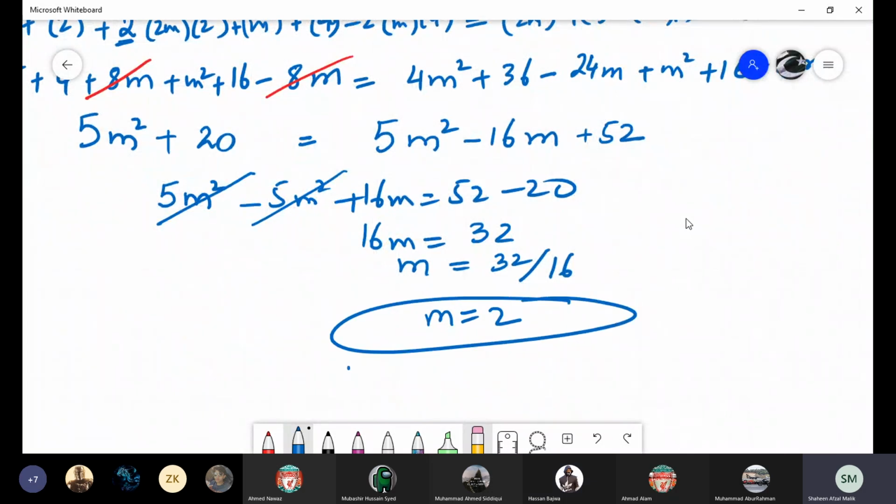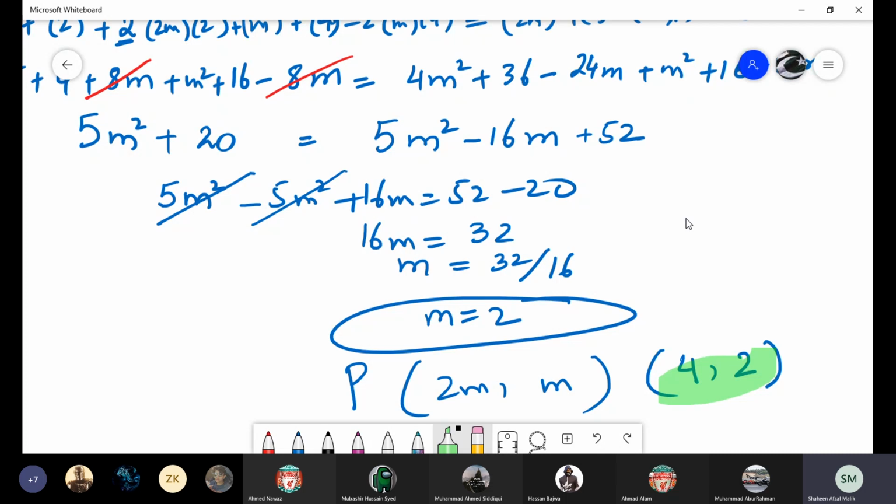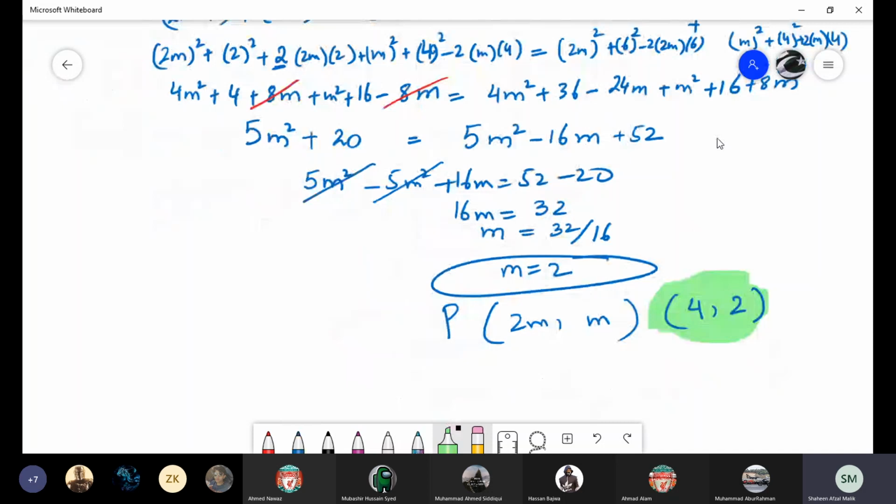Now you have m. So what will be the coordinates of P? You have 2m and m. So what will it be? 2 2s are 4 and 2. Yes, 4, 2 are the coordinates of point P. I'm going to zoom out and explain again. You can copy with me.